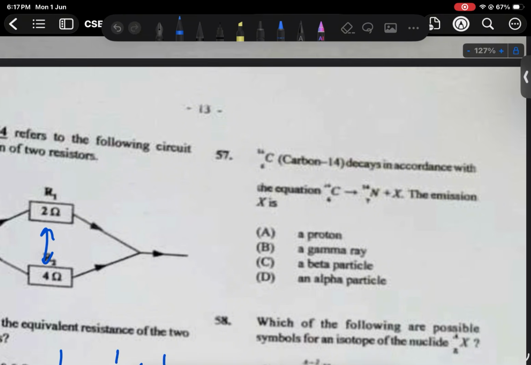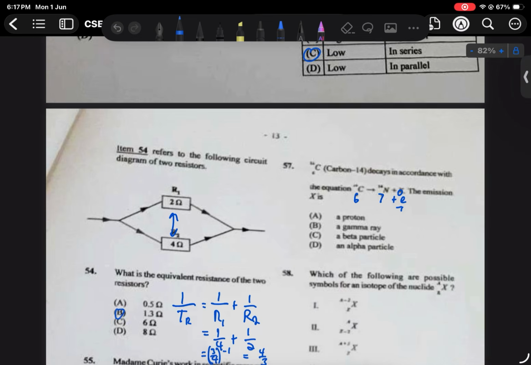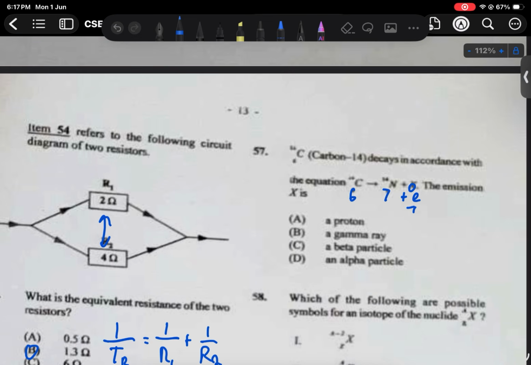Carbon-14 decays in accordance with the equation. You can't really see that. The emission of this looks like 6, and this is 7. And we know that an electron would cause this product. So this is a beta decay, so beta particle.